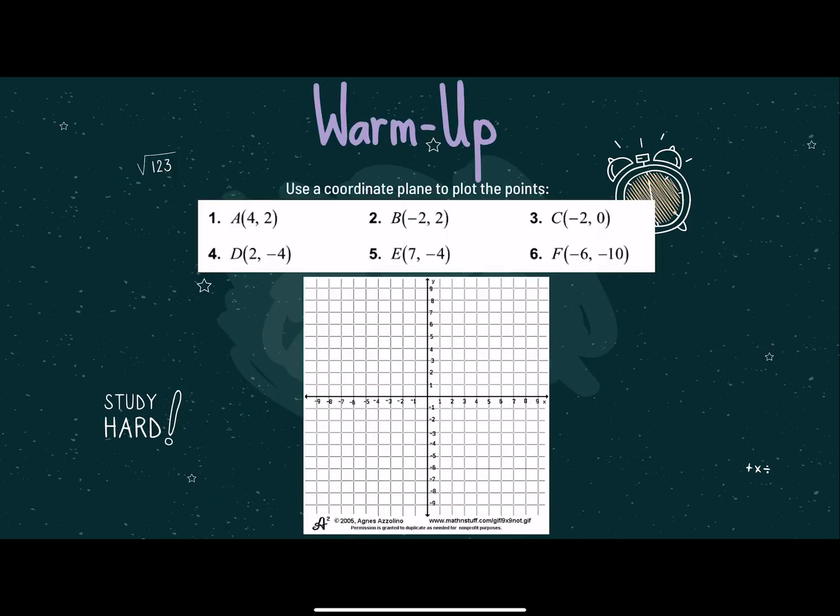Okay, for your warm-up, you are going to use a coordinate plane to plot these points. There are 6 points, and you can use the capital letter there to identify each of these points. If you need to pause the video, go ahead, pause it, and then come back and check your work.